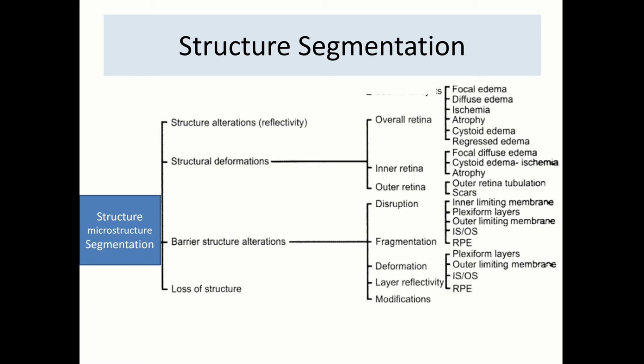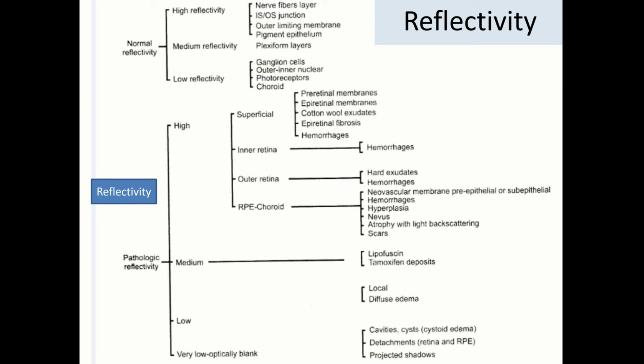So you can have loss of reflectivity, you can have deformation of structure, you can have barrier structure alterations, and you can have loss of structure. These are two very busy slides, but if you get to look at them and study them deeply, I think you will understand a lot of things which are happening in this. Then you come on to reflectivity.